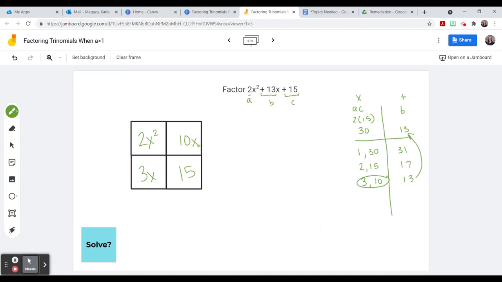Now, just like before, we pull a common factor out of each row and each column. So in this column, my common factor, I definitely have an x in common. And do I have anything between the 2 and the 3? Nope. So now here, I don't have an x in common, and between 10 and 15, they both have a factor of 5. Now I want to look at my rows.